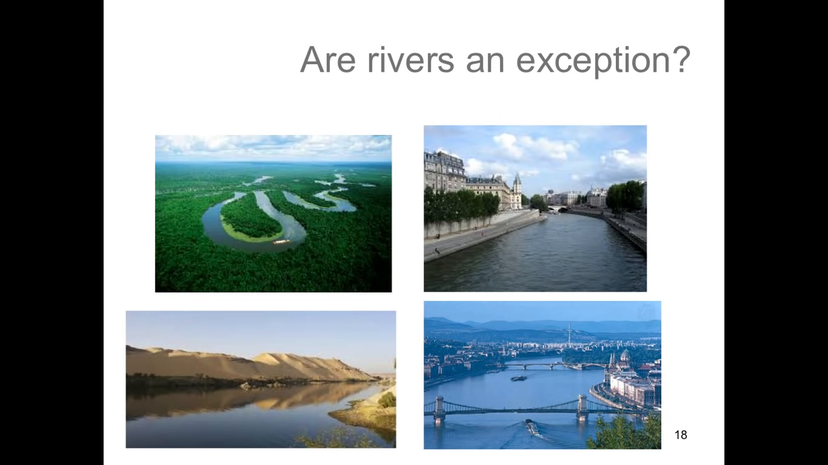And then we focused on rivers. Okay, a little vocabulary first. Could you name each of these rivers starting from the top left? So right, we have the Amazon first, the Seine in Paris, the Nile in Egypt, and the Danube.